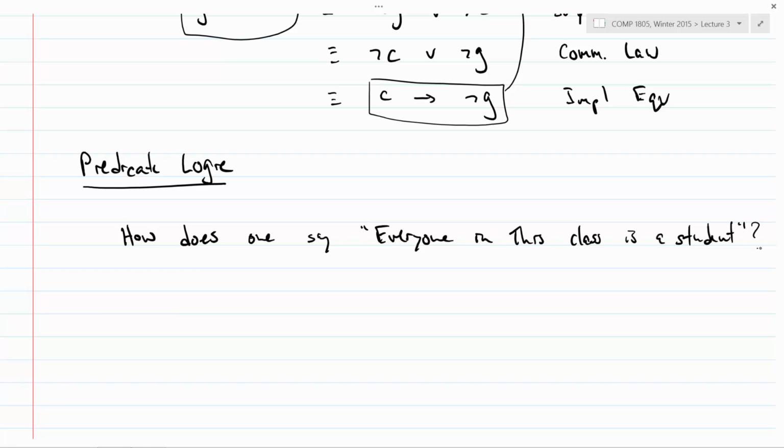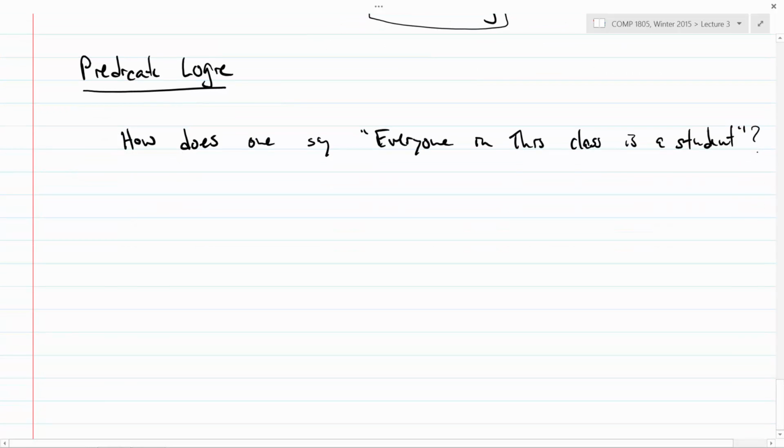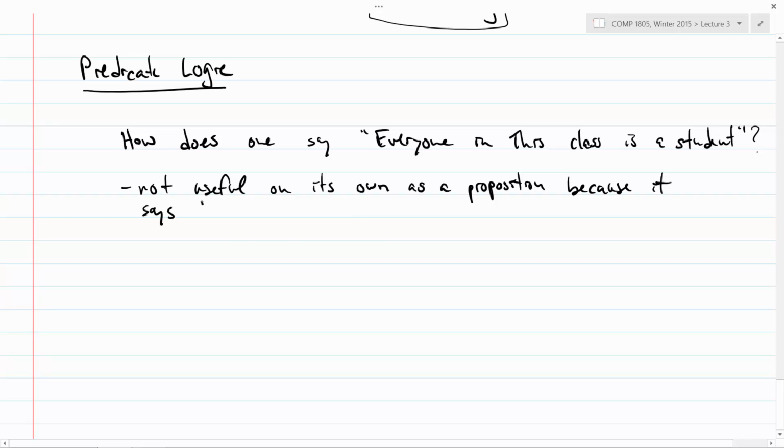And not just that, I also want to say you're in this class, and you're in this class, and you're in this class. So let's think about this for a little bit. The first thing that we all agree on is that it's not useful on its own as a proposition, because it says too much. Right? It's somehow a very broad statement that applies to a lot. We'd like to state smaller facts because propositions should talk about one thing.